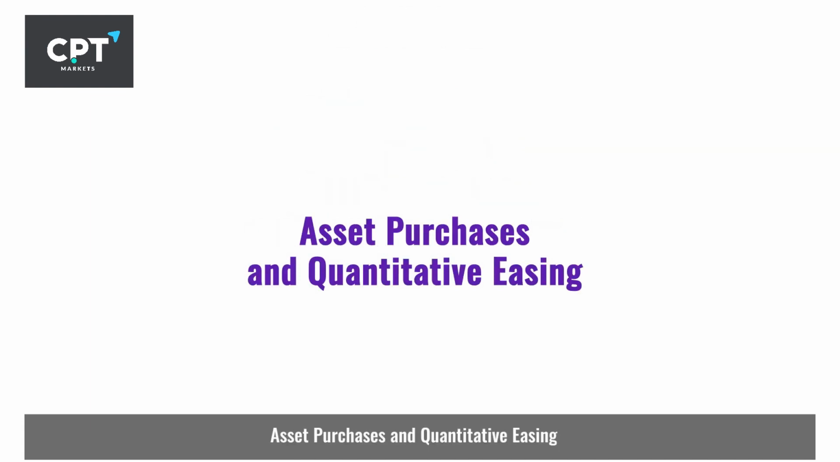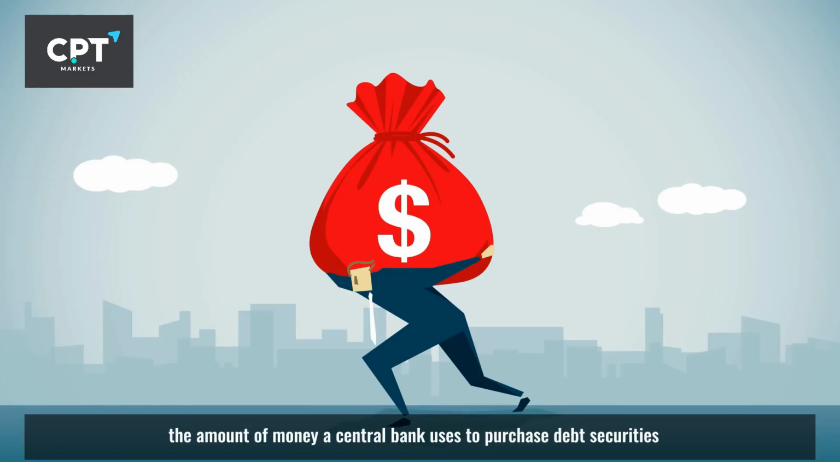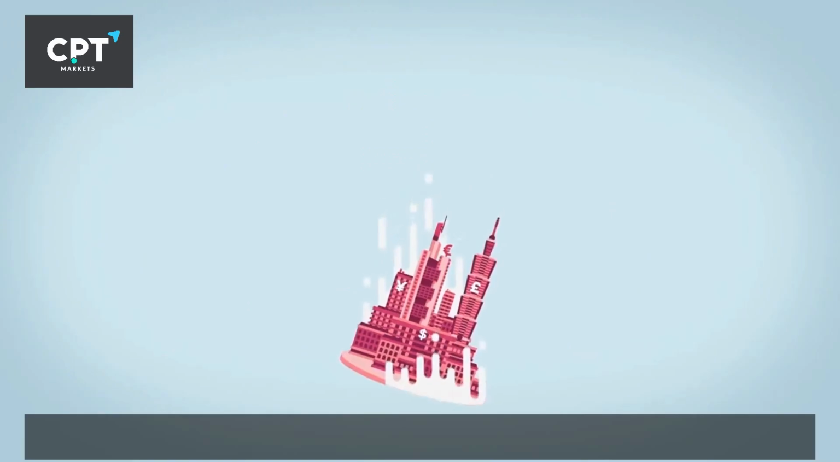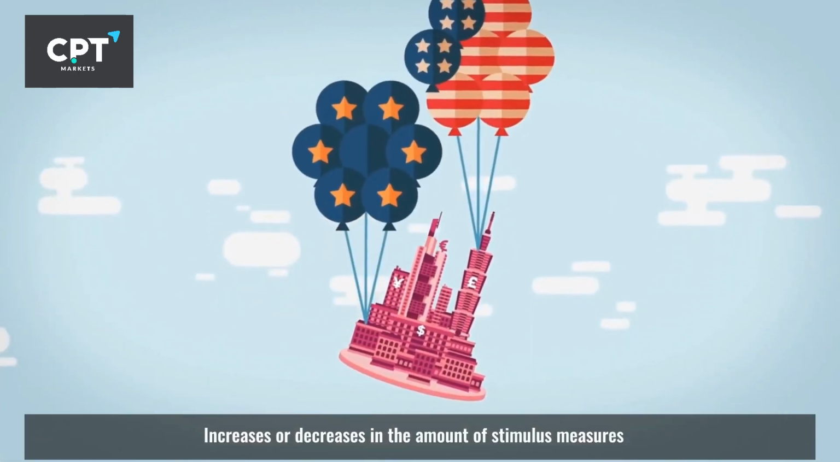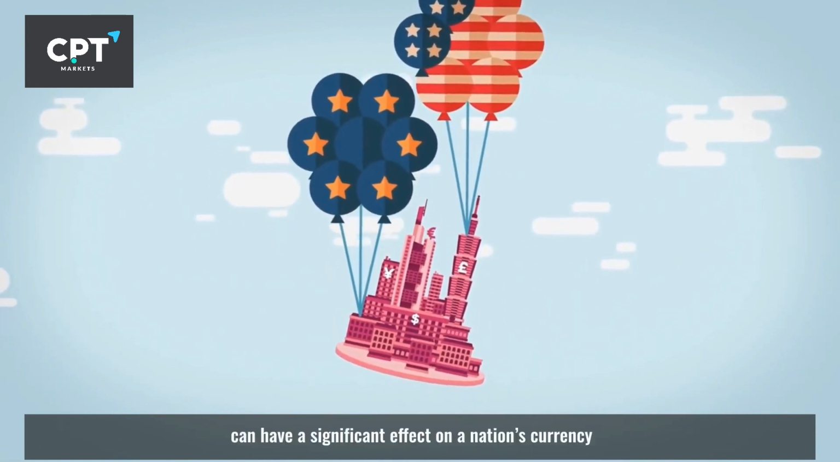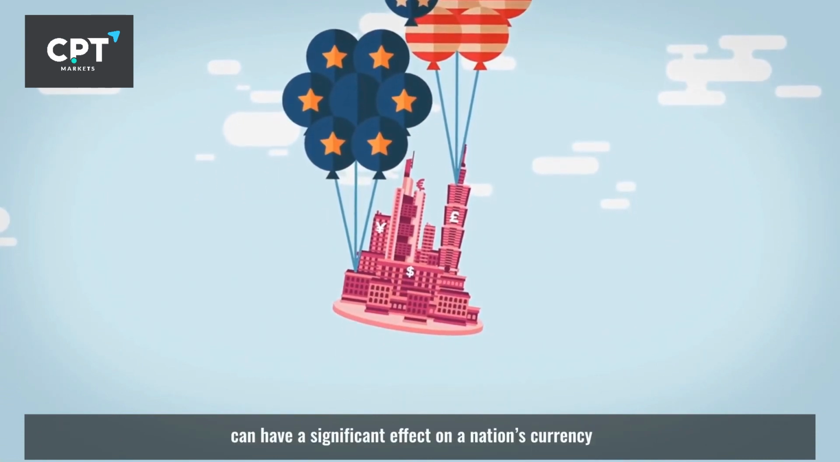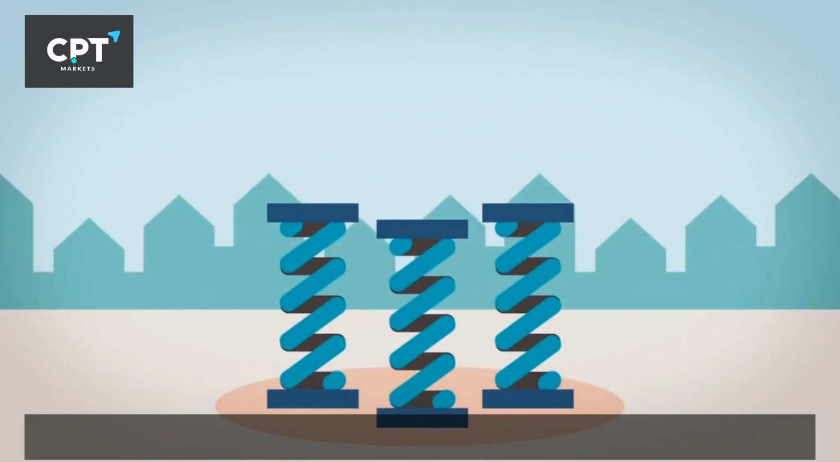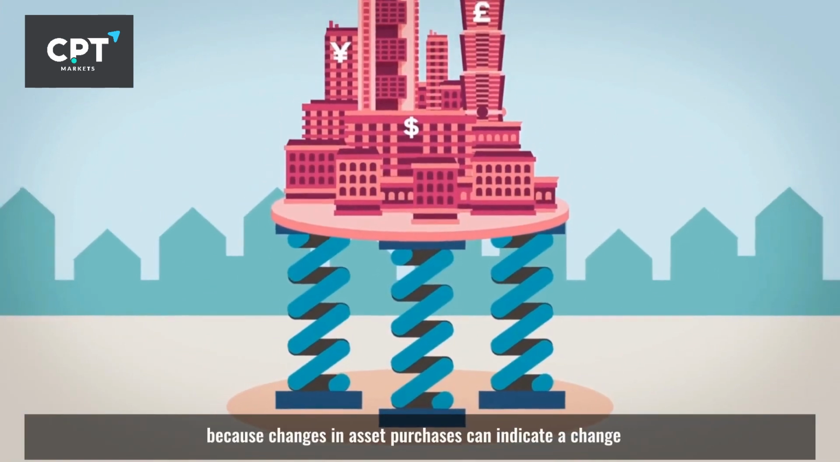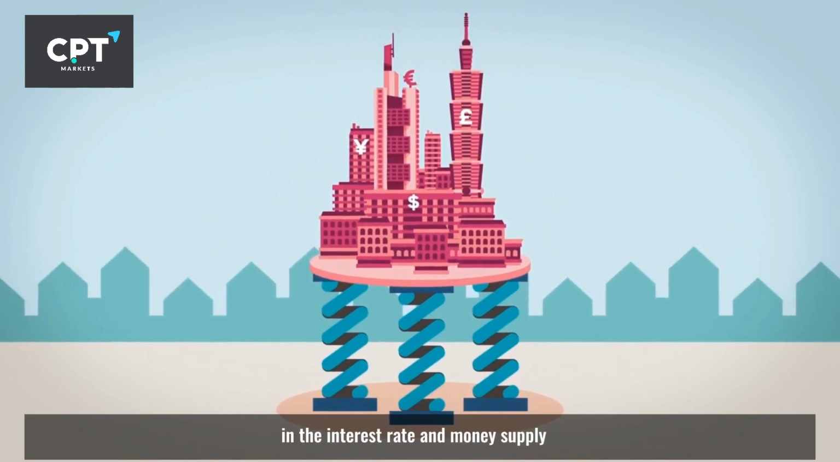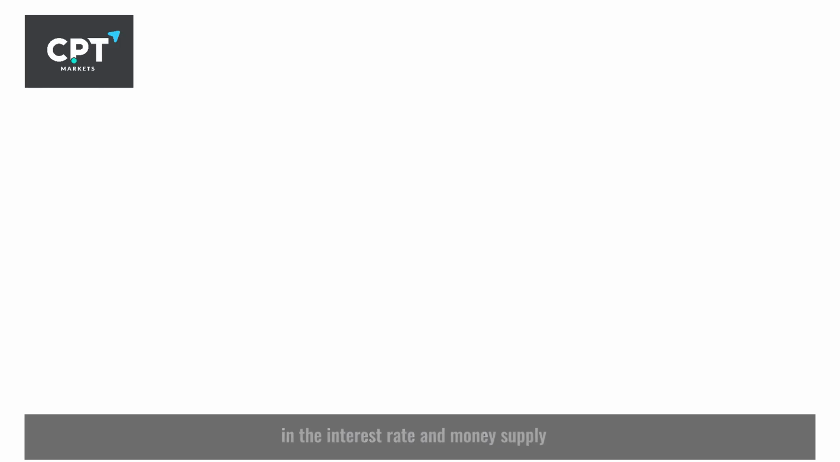Asset purchases and quantitative easing. The amount of money a central bank uses to purchase debt securities and other assets to support a weak economy. Increases or decreases in the amount of stimulus measures can have a significant effect on a nation's currency, because changes in asset purchases can indicate a change in the interest rate and money supply.